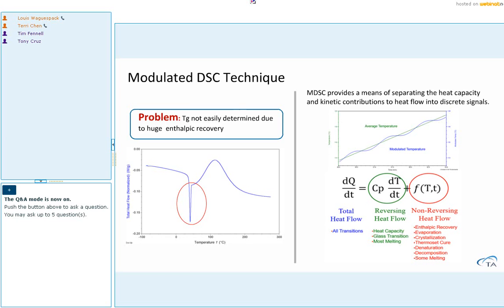The heat capacity related signals include heat capacity, glass transition, and most of the melting. In the test results, these signals are defined as the reversing heat flow. The kinetic-related heat flow signals include enthalpic recovery, evaporation, crystallization, curing, denaturation and decomposition, and also part of melting. In the test results, these signals are defined as the non-reversing heat flow.